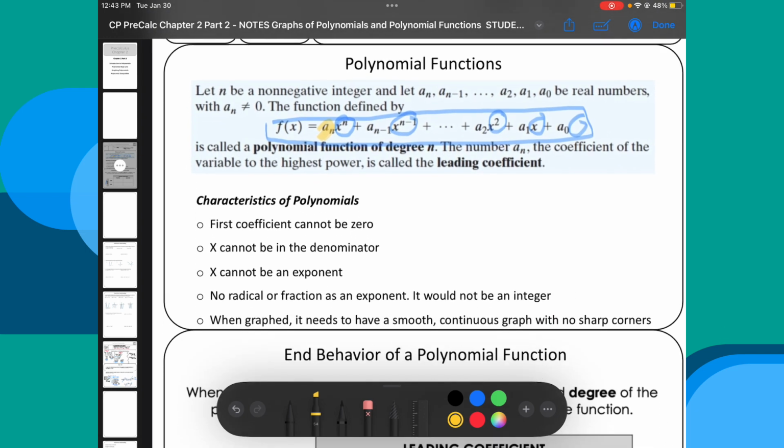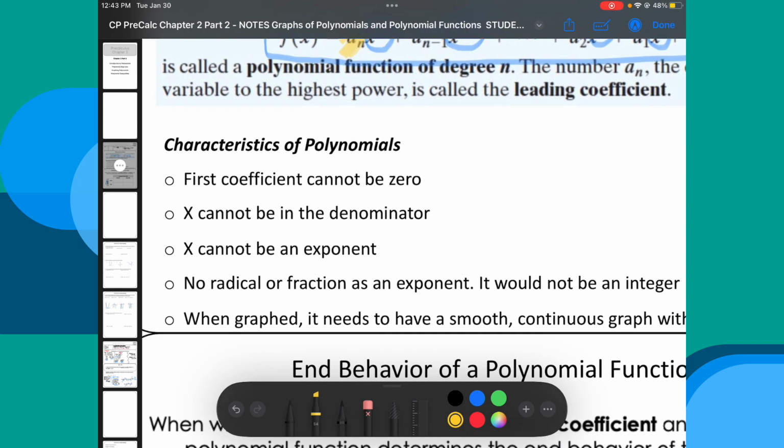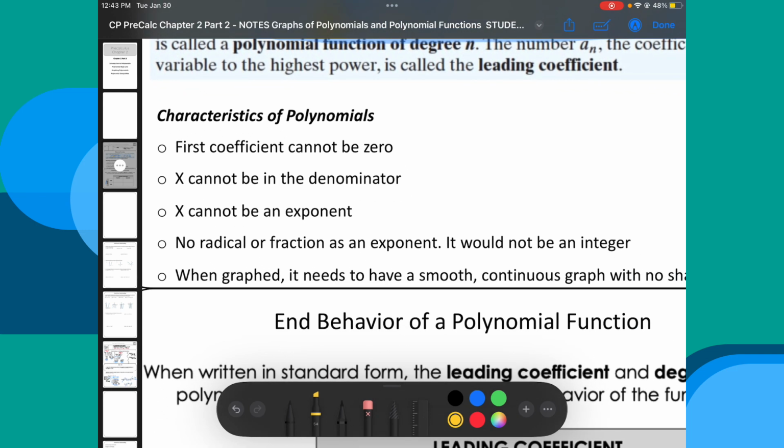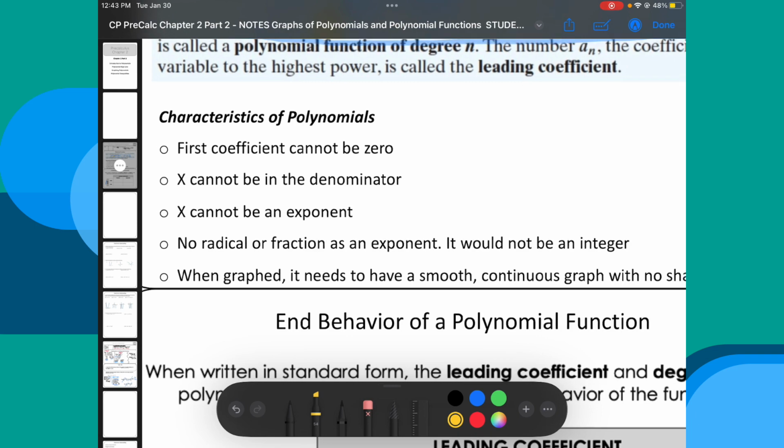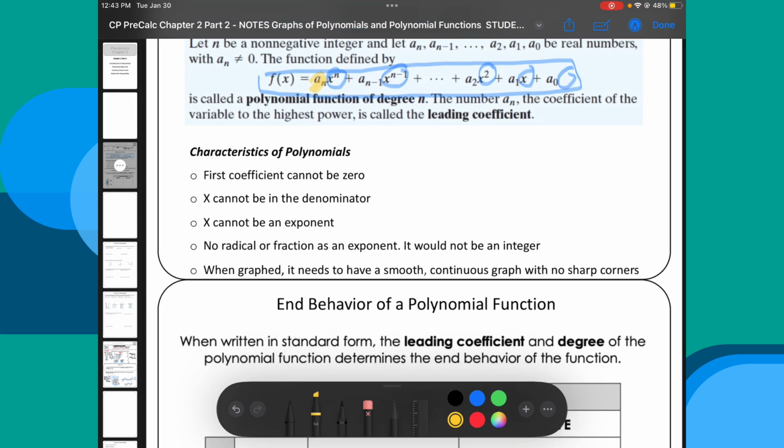Some characteristics of polynomials. The first coefficient cannot be 0, otherwise you don't have a polynomial. x cannot be in the denominator, or it's not a polynomial. x cannot be an exponent, or it's not a polynomial. You can't have a radical or a fraction as an exponent. And then when you graph it, it's a smooth, continuous curve with no sharp corners.